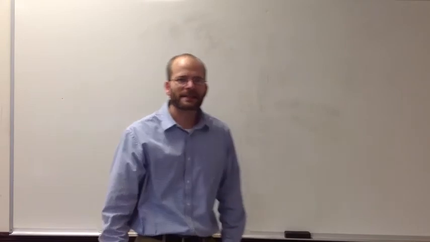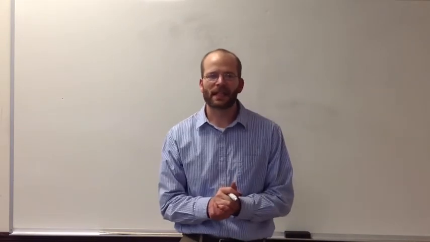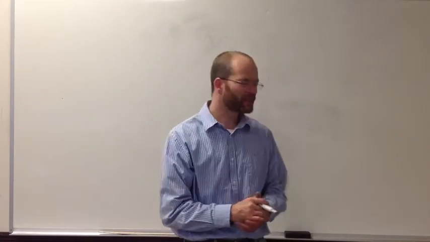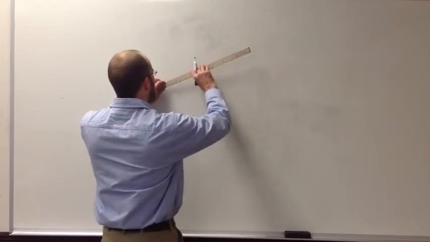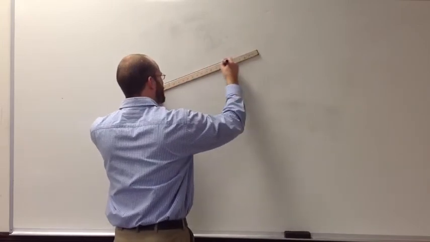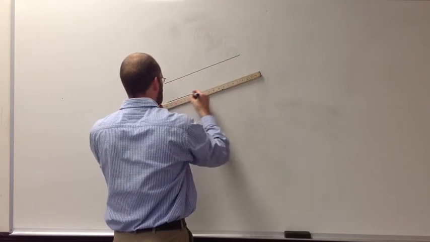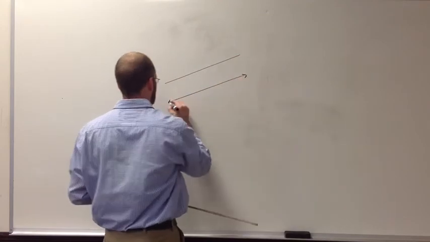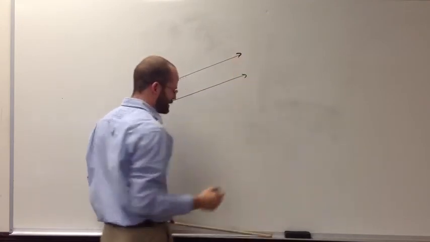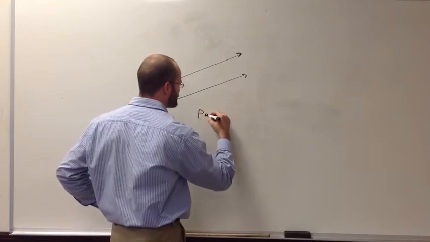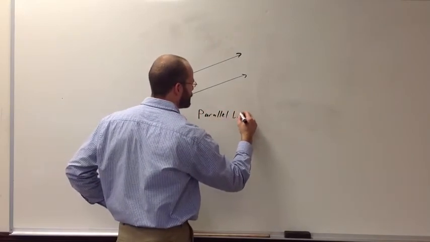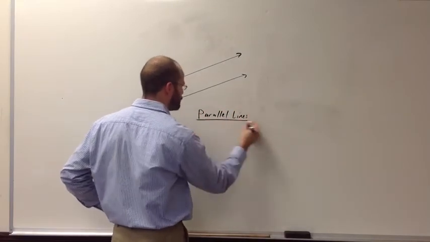Now we've already talked about this idea of parallel lines. We know that those are coplanar lines that never intersect. When we talk about graphing parallel lines in the coordinate plane, the thing that we always find is that parallel lines always have the same slope.